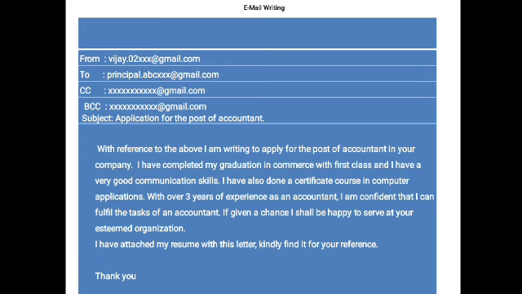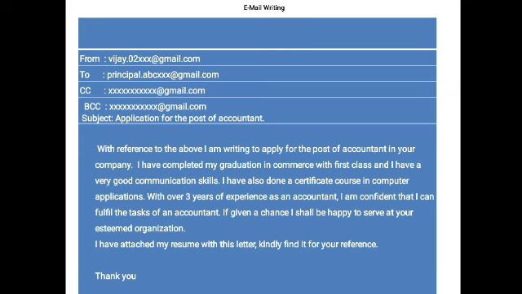And the next question is on job oriented skills. You will be asked to write an email, or you will be asked to write a letter. So you should be able to write the letter or an email. So here we are asked to write an email to apply for the post of an accountant. So how to write an email?